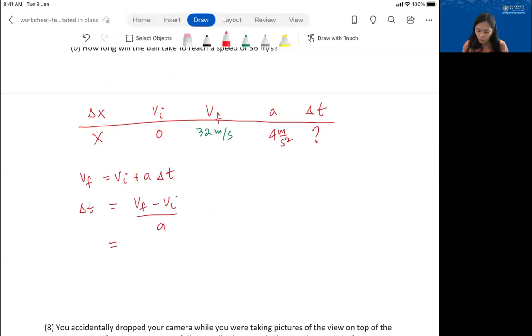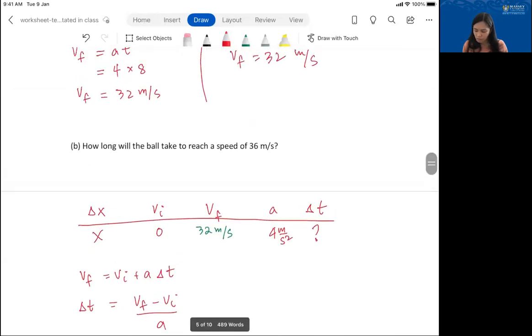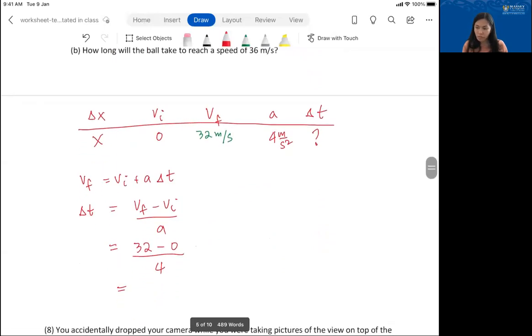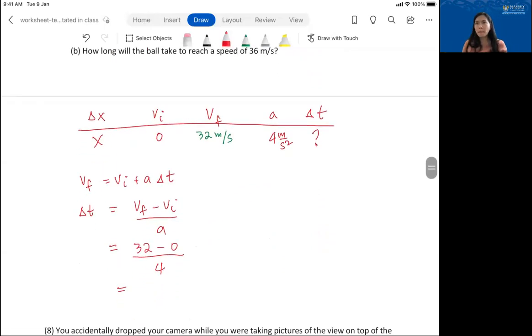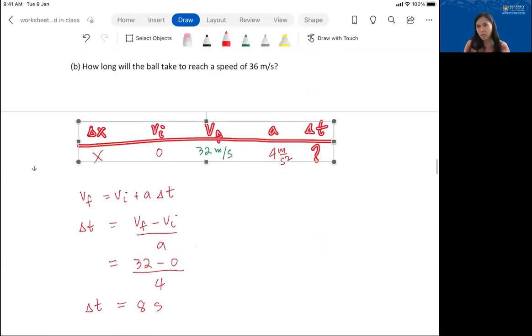Right, so your VF 32 minus 0 divided by 4 gives you 8. Yeah, so let me just... 32. Yeah, 8. Oh, 30, sorry. Yeah, that's why I was wondering.